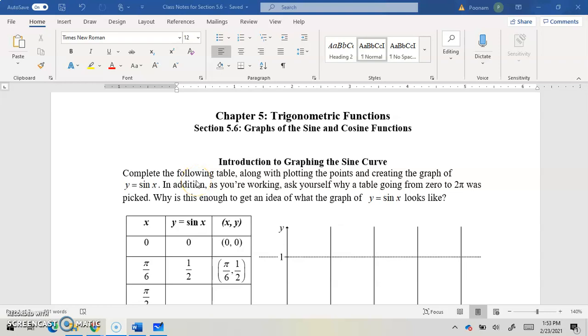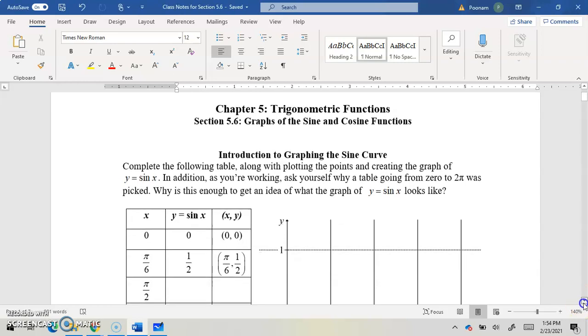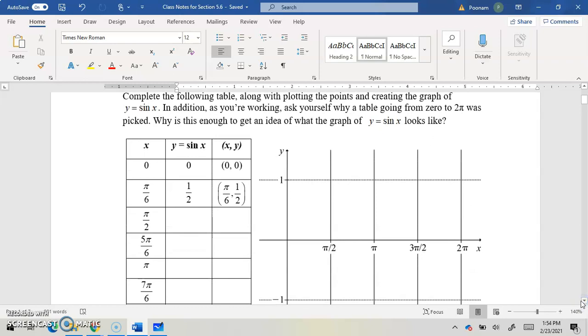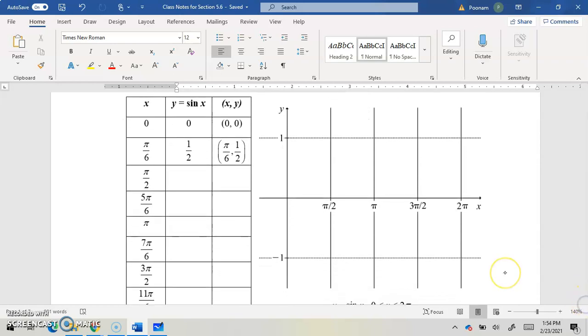Our next section is graphing the sine and cosine functions. So how do we graph any function usually, right? We make a table of values for x and y values, and then we plot those points on the graph grid. So let's say y is equal to sine of x is the function. I have this table of values. I have started x from 0 and went up to 2 pi.